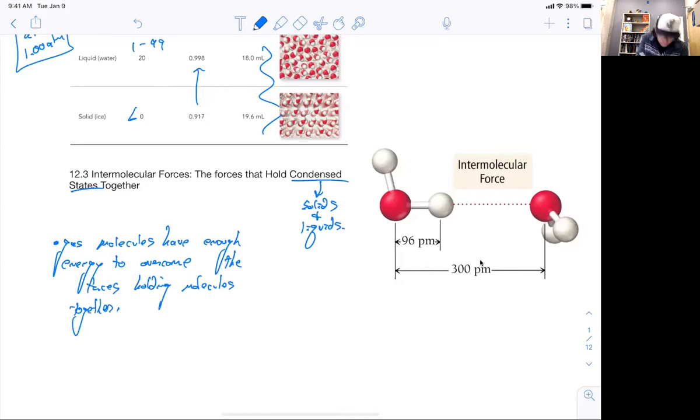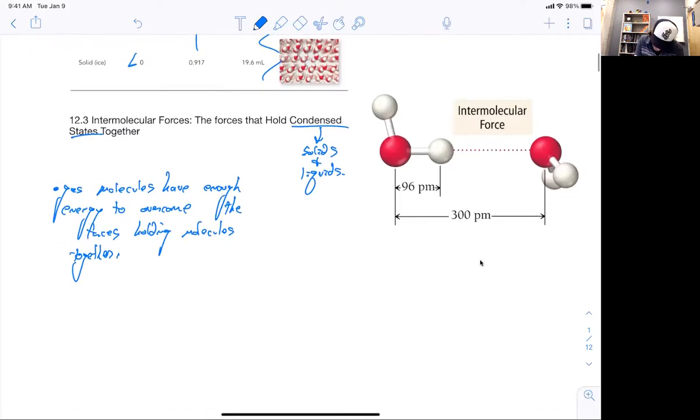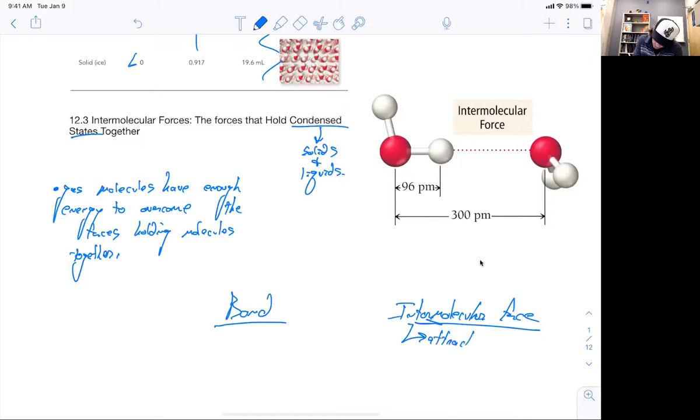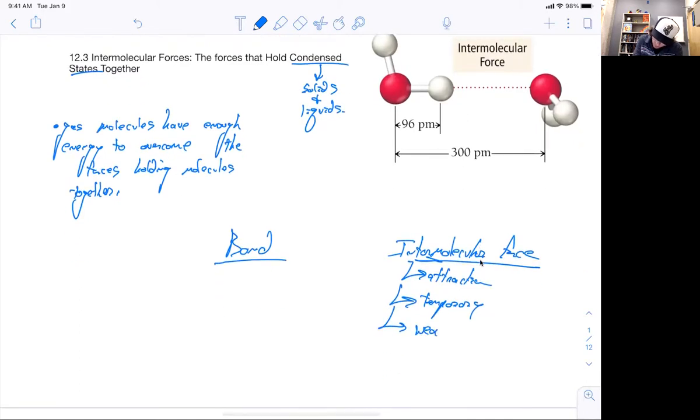I think when a lot of people first hear about intermolecular forces, they start to think, well, hold on a sec. You're saying there's something that's holding 2 different chemicals together. That sounds an awful lot like a bond. And there's a big difference between a bond and an intermolecular force. An intermolecular force is an attraction, and it's usually going to be considered temporary. And we're also going to see that it's much weaker than a bond.